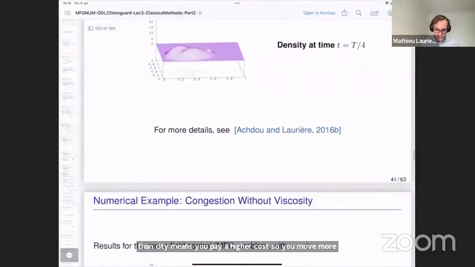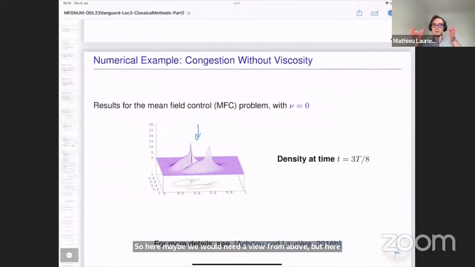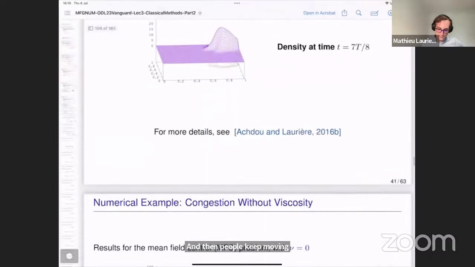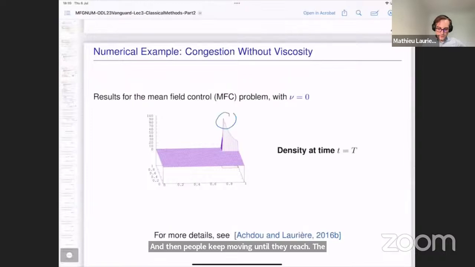So you see this, and people arrive at the obstacle. Here, maybe we would need a view from above, but there is an obstacle in the middle. You see the mass split into 2 parts and go around the obstacle. And then people keep moving until they reach the terminal state. And you see that the terminal state is very concentrated in this corner.